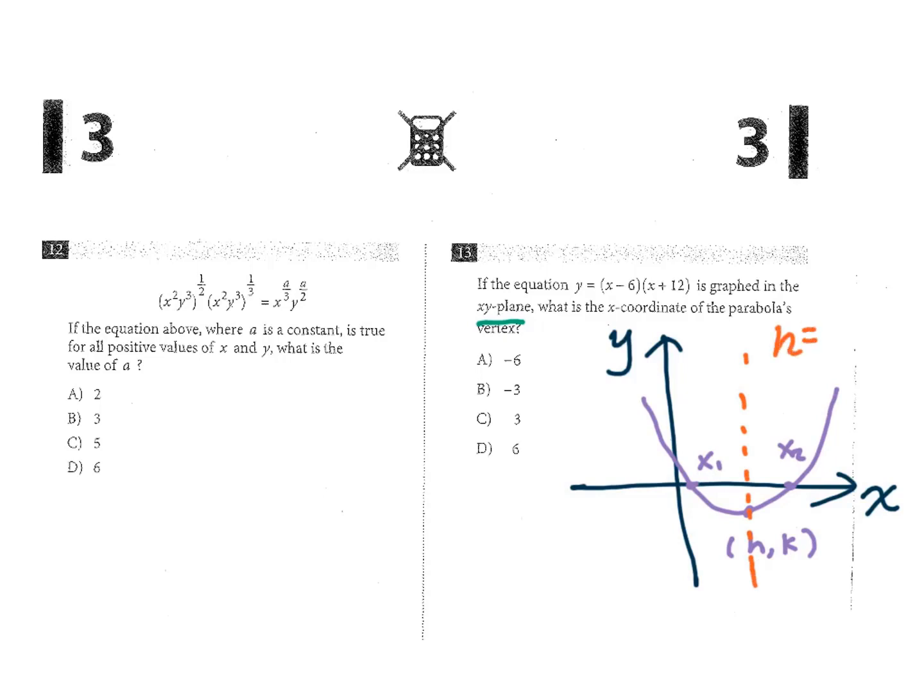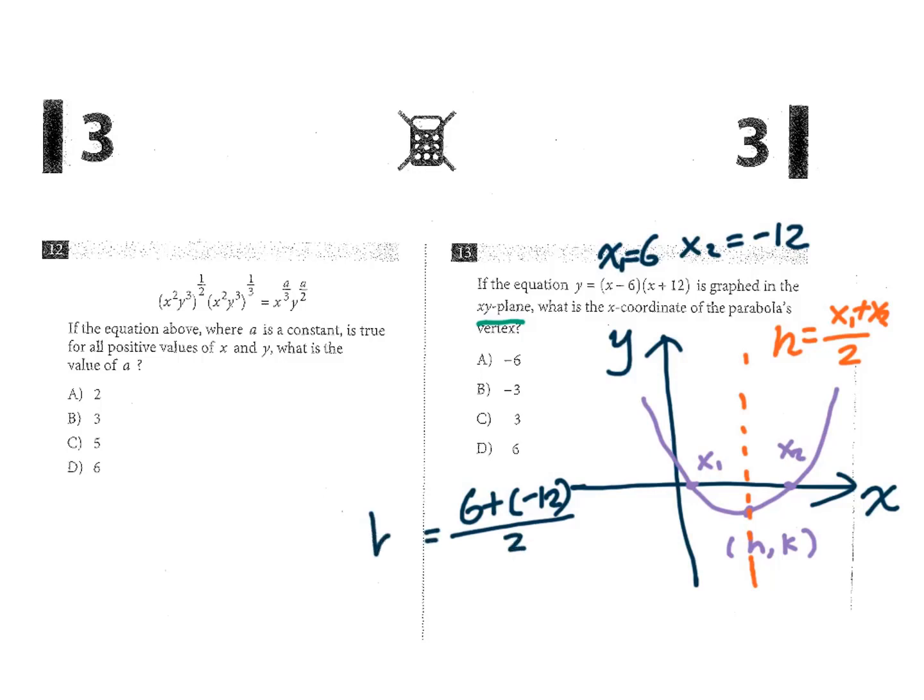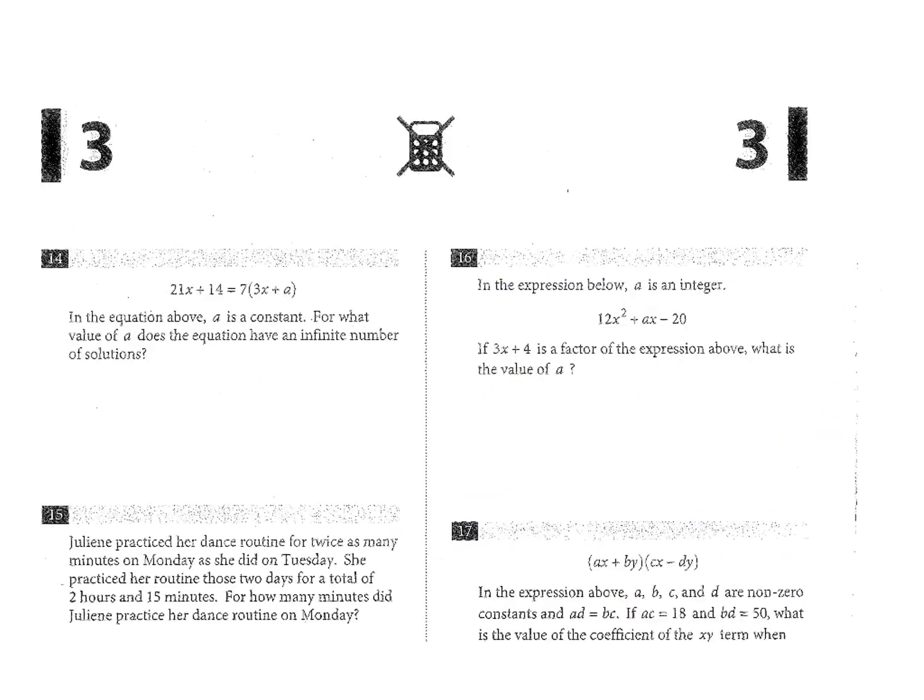Then h equals x1 plus x2 over 2. Therefore, we got x1 equals 6, x2 equals negative 12. Then I add these two, divided by 2, that will be h, meaning the x coordinate of the vertex. Therefore, negative 3 will be the solution. Now let's go to 14.